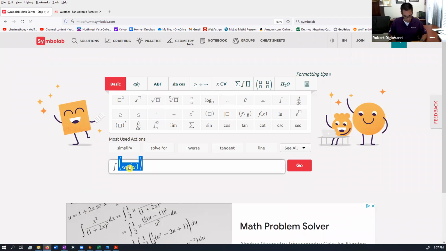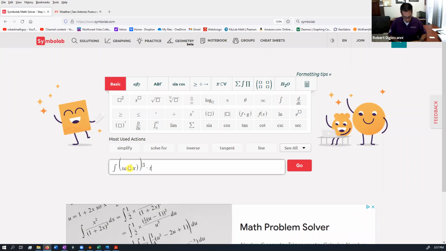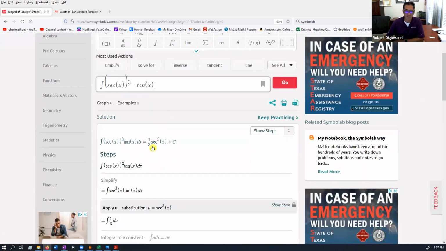Oh shoot. Secant x raised to the third times tan x. See if it takes that. See if I typed it in right. There it is. There's the answer: 1/3 secant cubed x plus c.